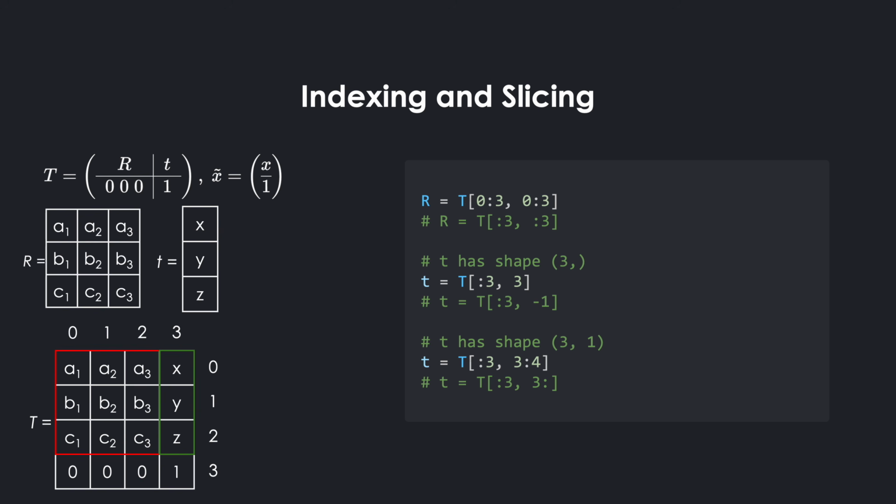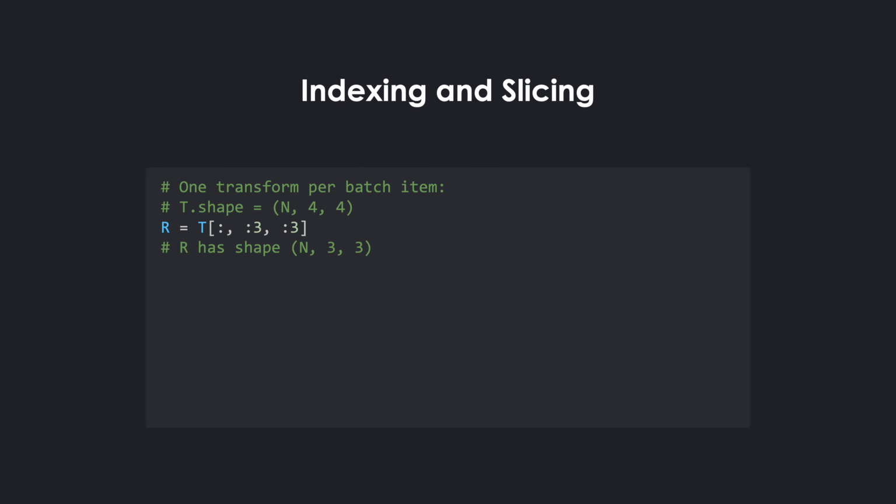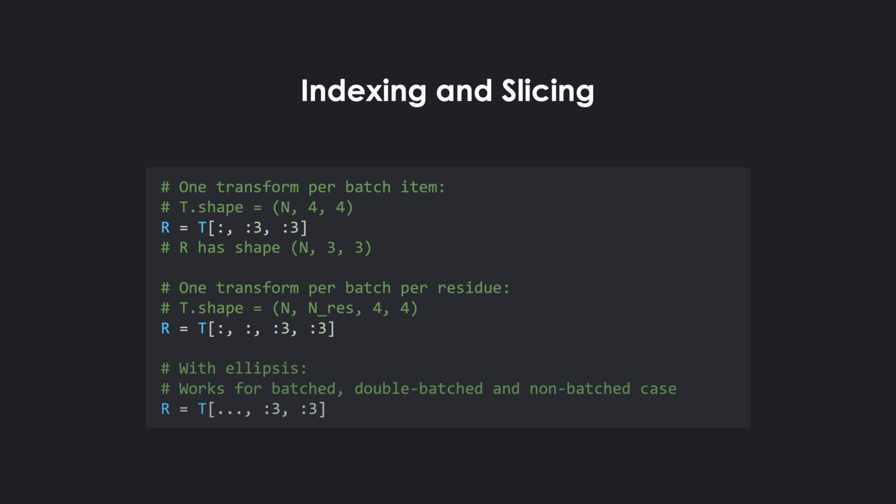Now, we might not work with a single transform T of shape 4x4, but with a batch of transforms of shape N x 4 x 4. Or we might even have one transform for each backbone in the batch, so we would have shape N x N_res x 4 x 4, where N_res is the number of residues in the proteins. To account for this, PyTorch provides the ellipsis operator, which is really useful. It expands to as many columns as are necessary to match the dimensions. The syntax R = T[..., :3] correctly extracts the rotation matrices. For the batched case, the ellipsis would expand to 1 column. For the double batched case, it would be 2 columns, and for non-batched use, it is omitted.